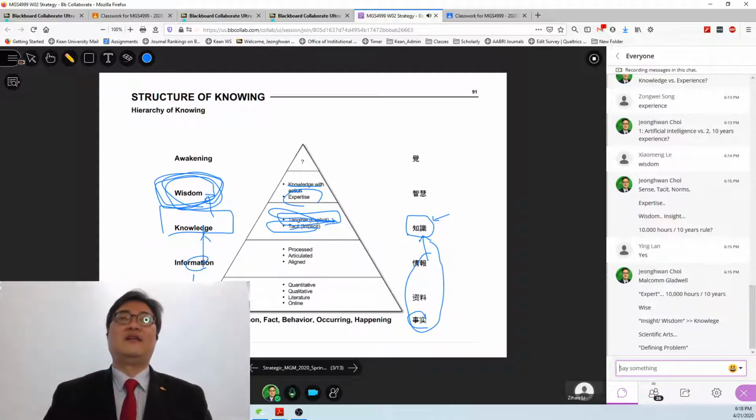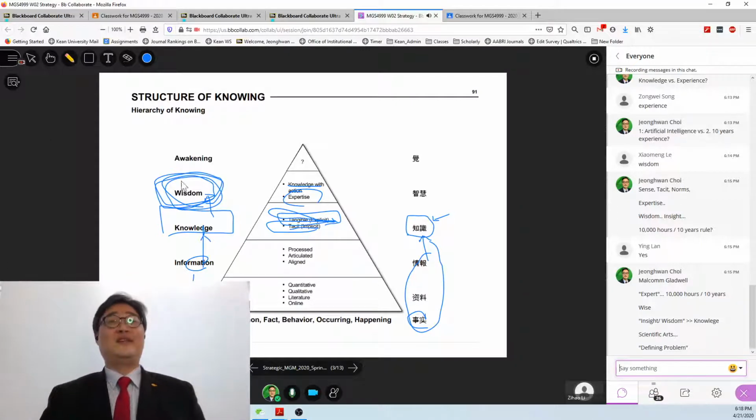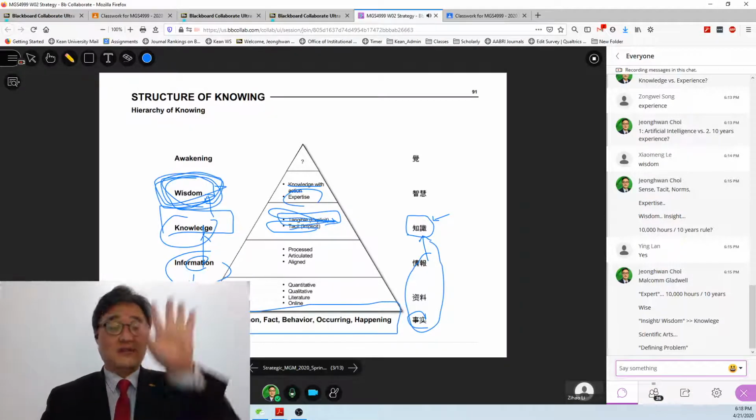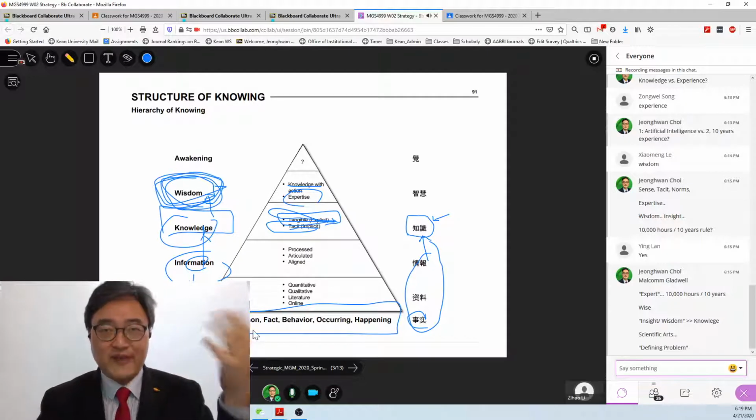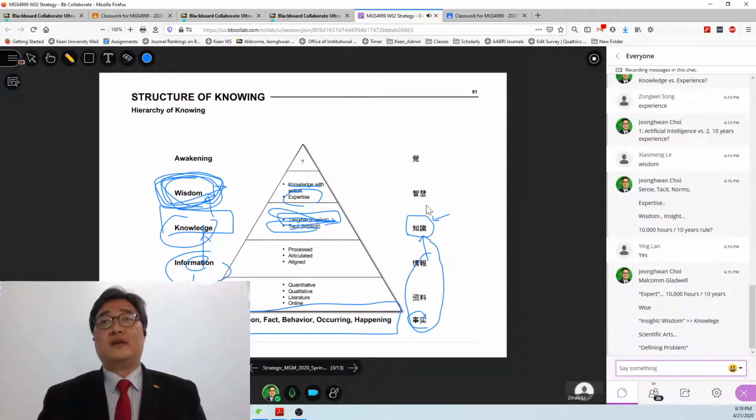Okay? Good. So, this is a structure of the knowing. Wisdom, knowledge, information, data, and that come from certain output, some occurrence, the happenings, and the facts. Okay, so then what we call wisdom is called 지혜. What is 지혜?